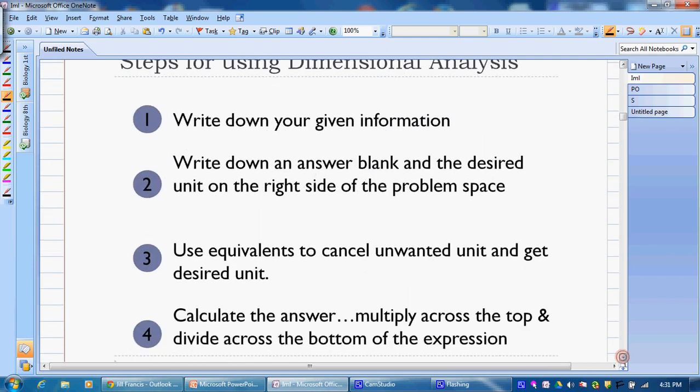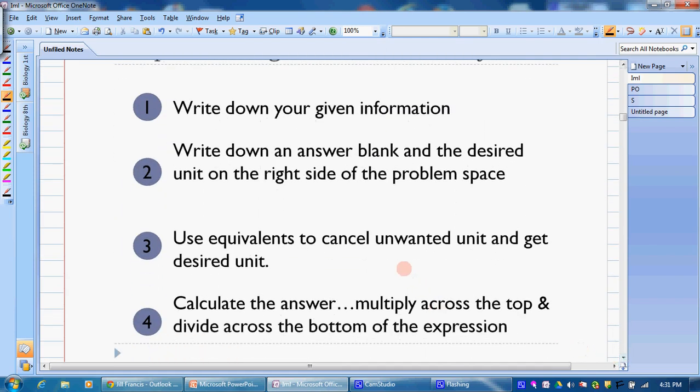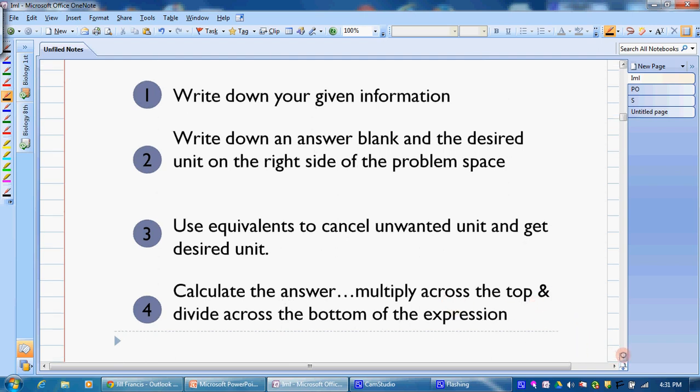So here are the steps that we're going to follow. You're going to write down your given information, so what you're given in the problem. You're going to write down your answer blank and then the unit on the right side, and then you use your equivalence to cancel. You get your unit, and then you calculate your answer. You multiply across the top, and you divide through the bottom.